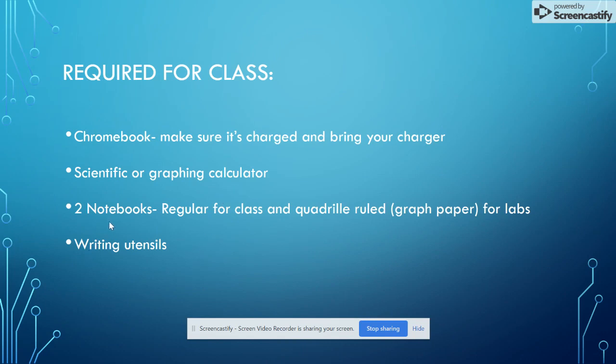You're going to need two notebooks. So you need a regular notebook for class, and you also need a quadro rule. That's one that has graph paper inside. You need that for labs. So when we do labs, you have to have a lab notebook that's separate. And obviously you need writing utensils for class.